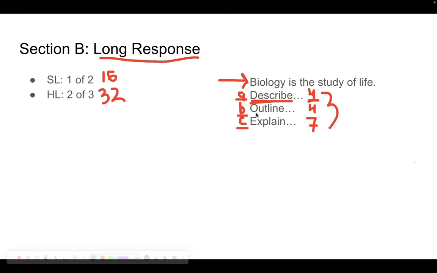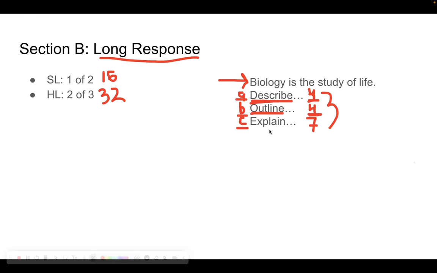Another sort of shorter response prompt is to outline. So like outline diversity of life in the three kingdoms of life. That means you want to state what the three kingdoms of life are, talk a little bit about the differences between them.